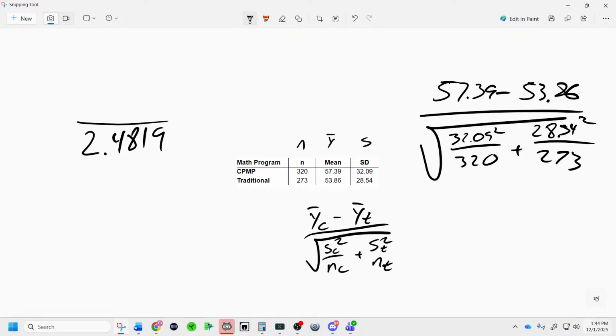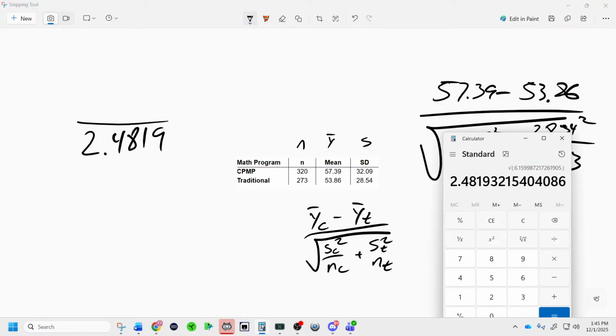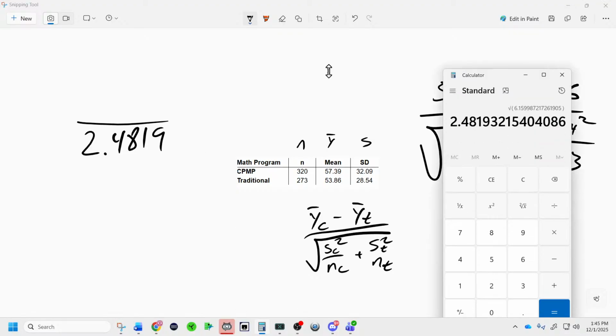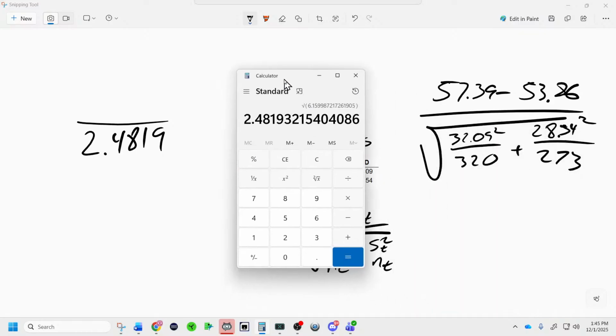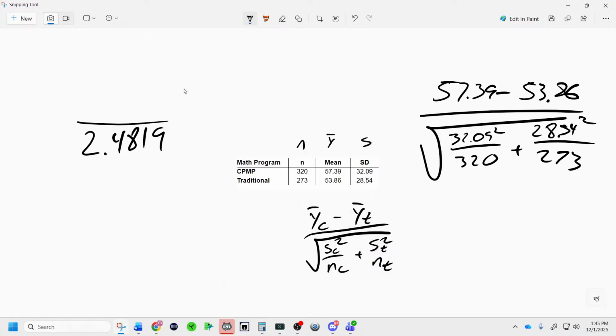And now we take the difference up top. The difference up top is going to be, I'm going to copy this, 57.39 minus 53.86. So 3.53. So we should get like 1.4 or so. 3.53.